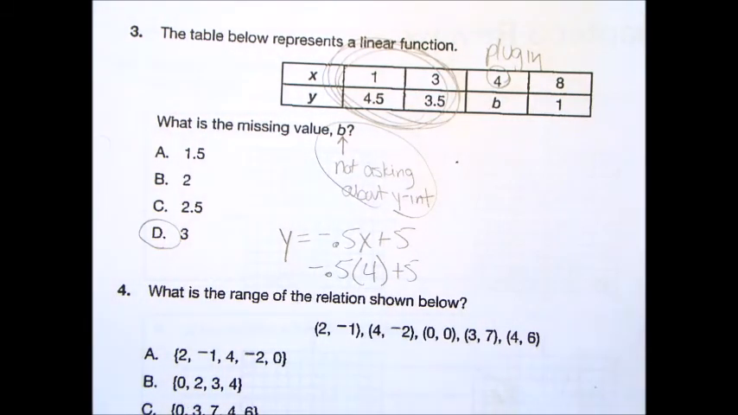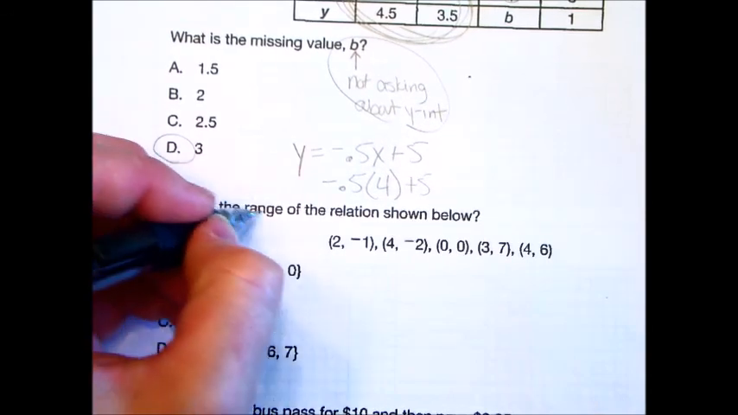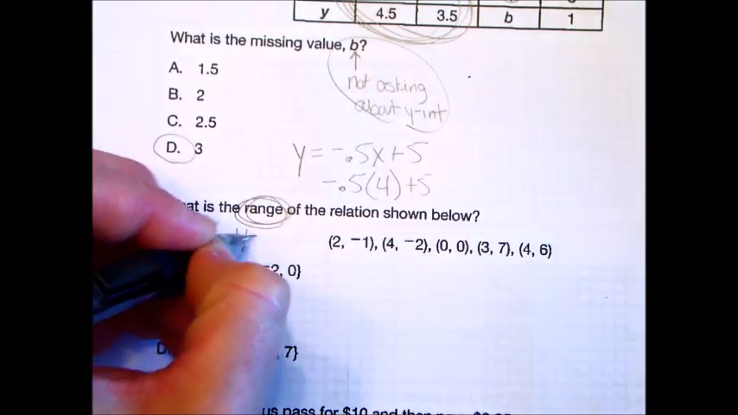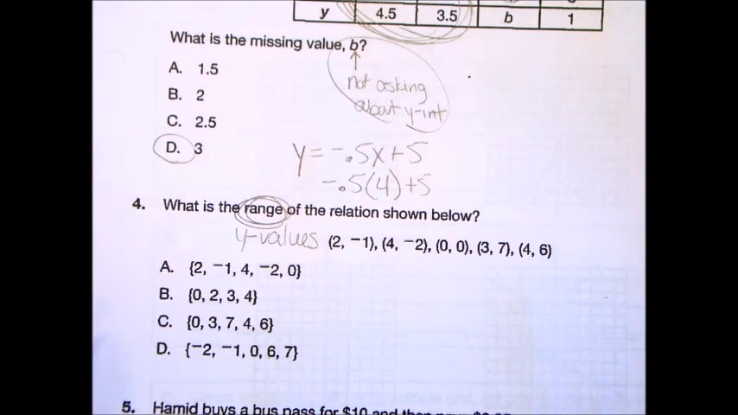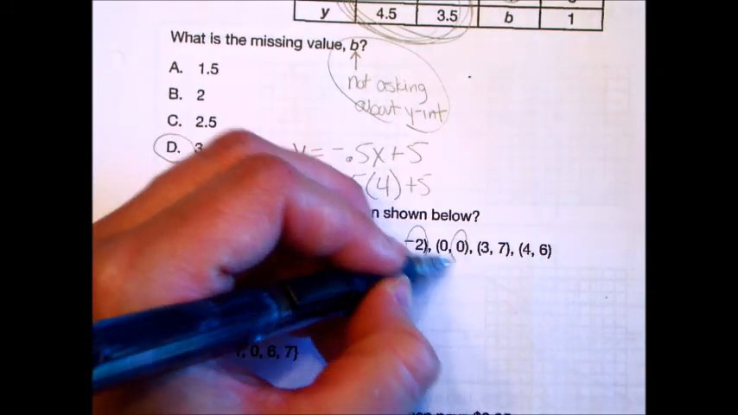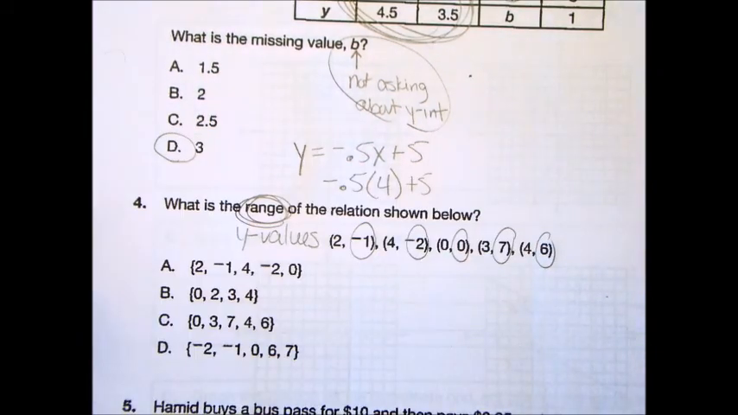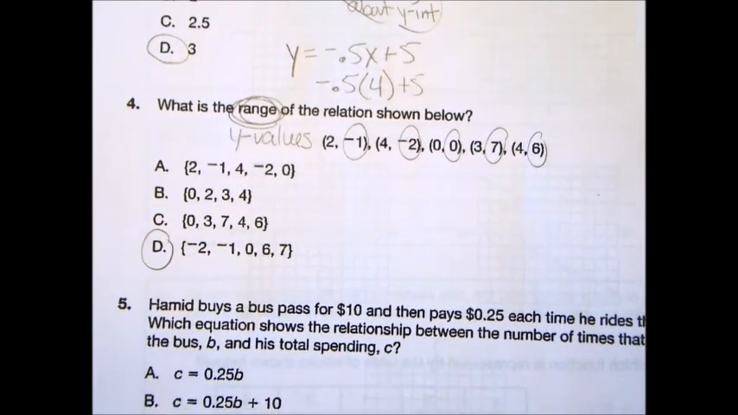Number 4, this is something super easy that you guys can do. You just have to remember it. The range. The range are the y values. Okay? That's a huge deal. Just remembering that the range are the y values could save you a whole bunch of problems. So we're going to circle our y values, and the only thing that has those y values would be, I think it is option D.